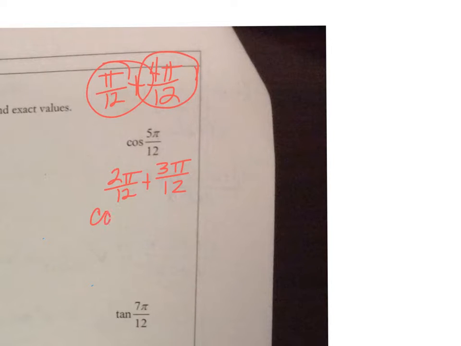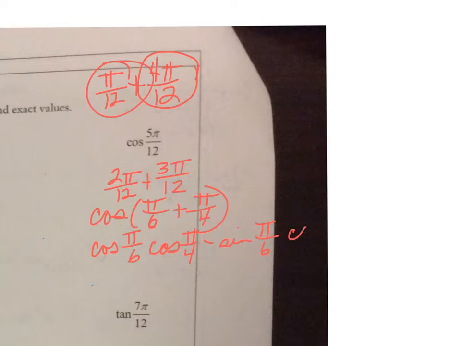So we could turn this into a problem where I'm going cosine of pi over 6 plus pi over 4, and now I can apply the sum identity for cosine again, which would go cosine pi over 6 cosine pi over 4 minus sine pi over 6 cosine pi over 4.